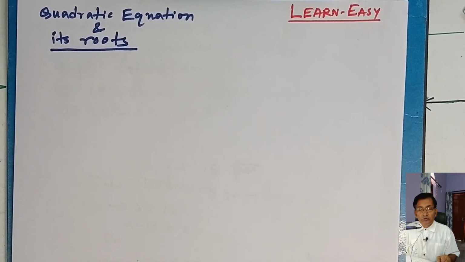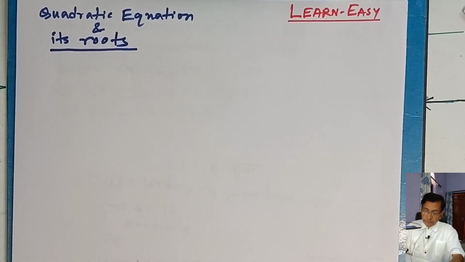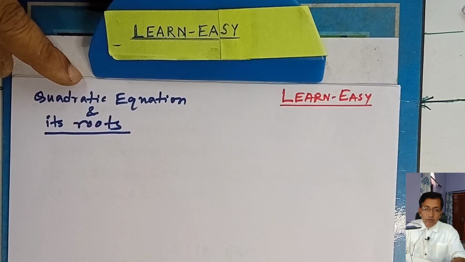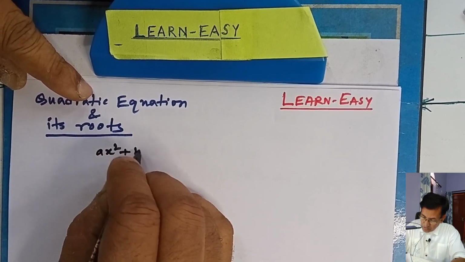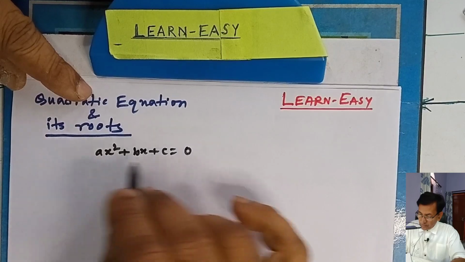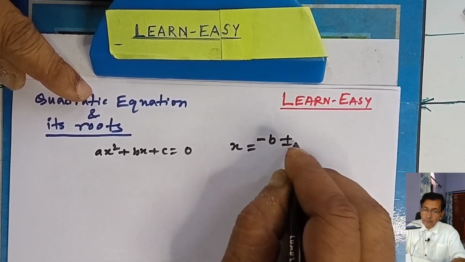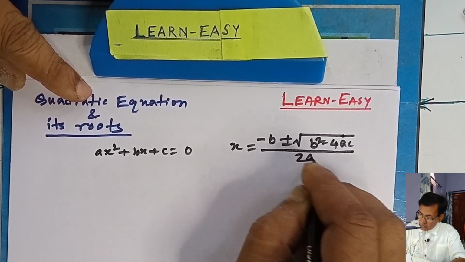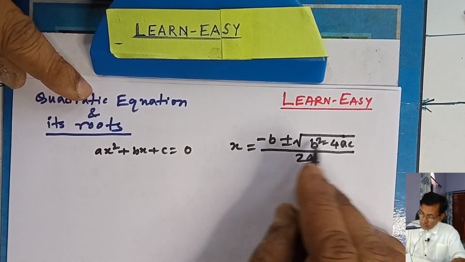In this session we will learn about the quadratic equation and how the nature of roots is determined by the discriminant of the quadratic equation. ax square plus bx plus c is equal to 0. This is a quadratic equation. We can write x is equal to minus b plus minus root over b square minus 4ac divided by twice a. This b square minus 4ac determines the nature of the roots.